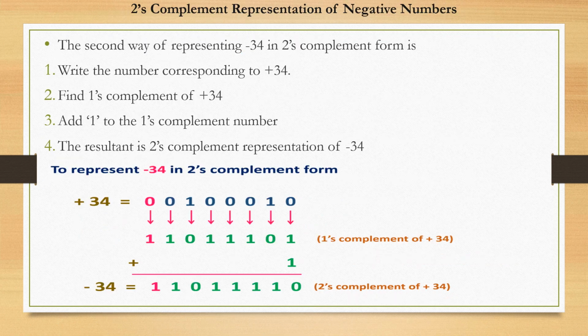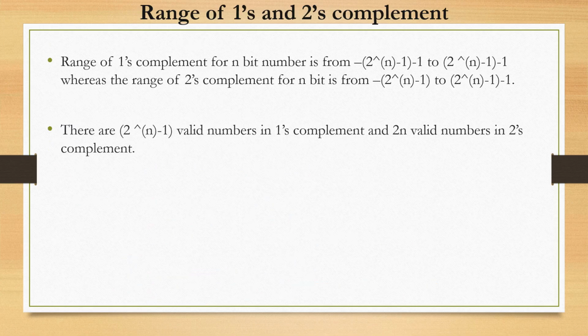Okay, and the next, as I have told you, from the ones complement system we get the ones complement of plus 34, and then we add 1 to the ones complement and we get the twos complement. As you can see, the number will be the same. Okay, so there are two different ways to get the twos complement.